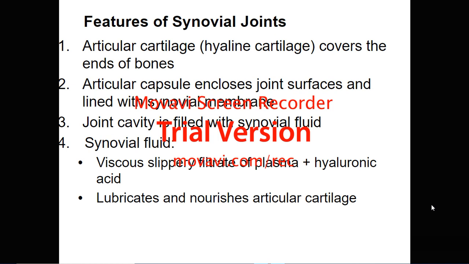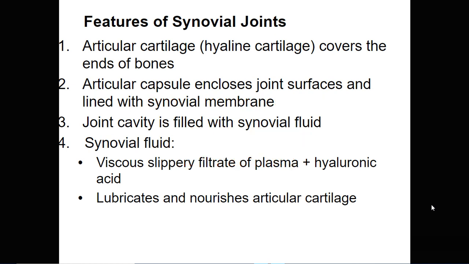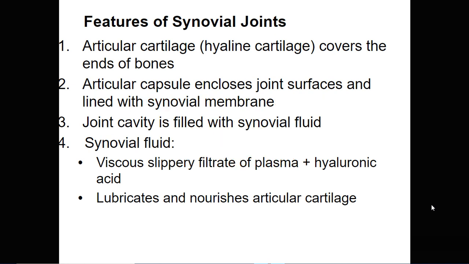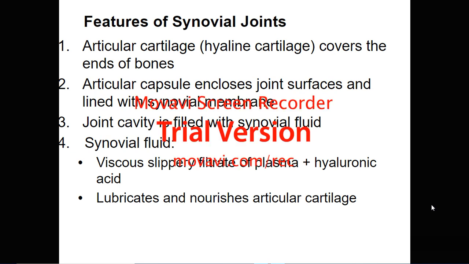Number 3 is the joint cavity, and it is a cavity, essentially a potential space, because at certain times you may have more synovial fluid than others. During inflammation, you tend to have an increase of synovial fluid that can produce swelling at those joints. So the joint cavity is a potential space because there can be not much synovial fluid there, or an increased amount depending on movement and also depending on inflammation.